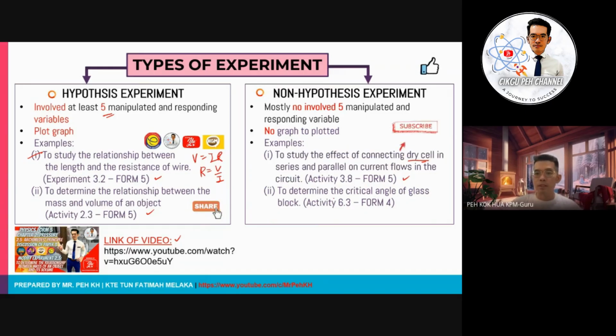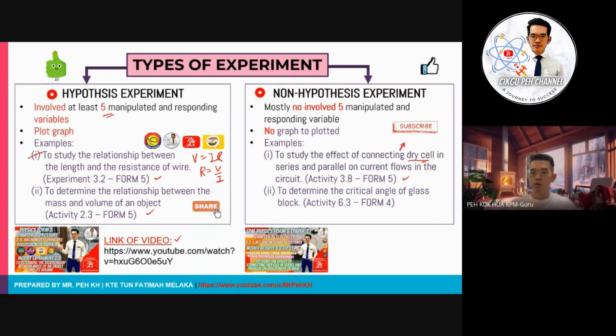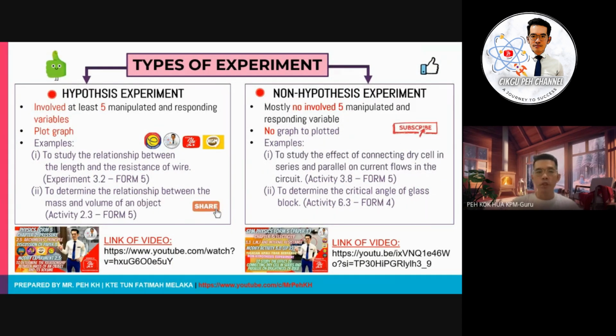The second is determining the critical angle of a glass block, which is Activity 6.3 in the Form 4 syllabus. Again, you can get more information about the non-hypothesis experiment through the video link provided here. In today's video, I'm going to discuss the 15-mark question which is related to a hypothesis experiment.